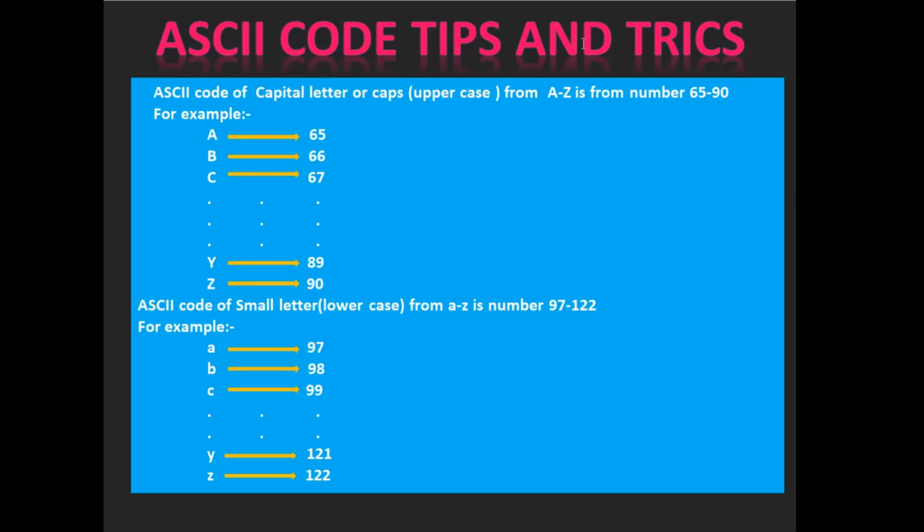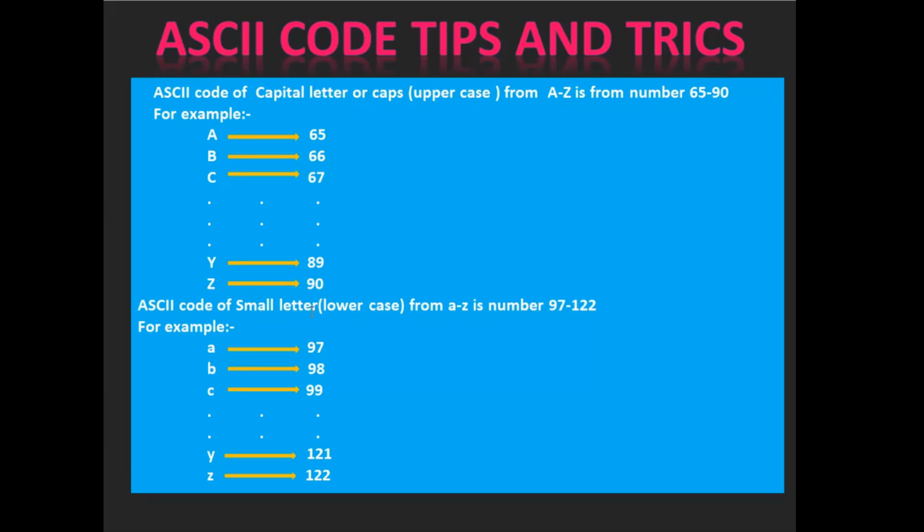ASCII code tips and tricks. The ASCII code of capital letters, or uppercase, from A to Z is 65 to 90. For example, the ASCII code of capital letter A is 65, B is 66, C is 67, and so on continuously, Y is 89, and lastly the ASCII code of Z is 90.